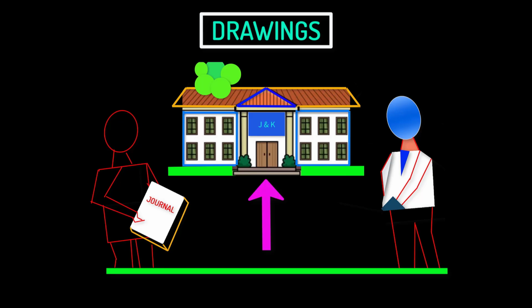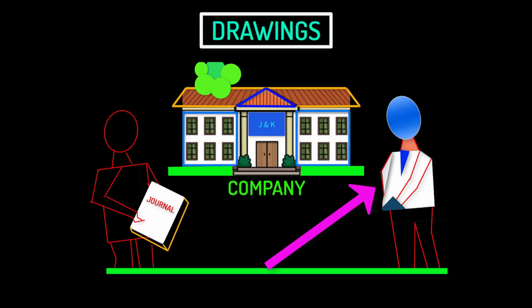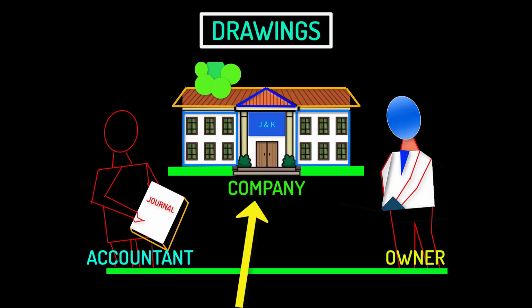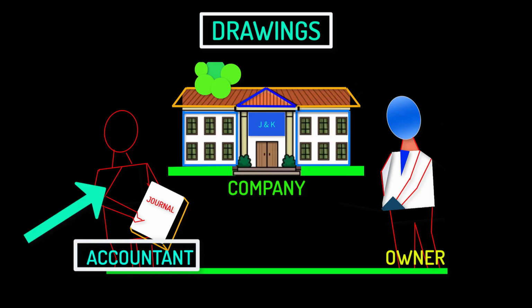This picture is representing a company. This picture is representing a person who is the owner of this company, and this picture is representing another person who is the accountant of this company. As an accountant, this person has to prepare all the financial records for his company.